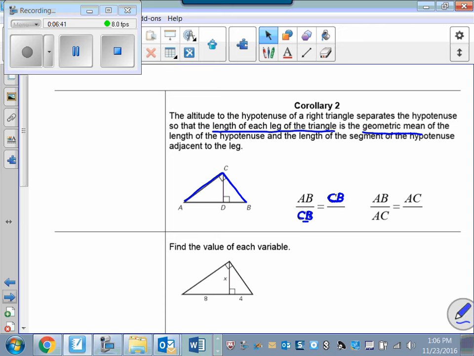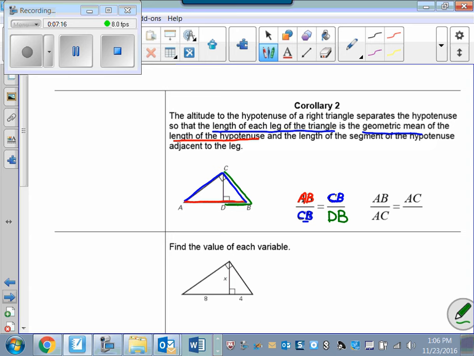It's the geometric mean of the complete hypotenuse, the length of the hypotenuse, which is AB, and the length of the segment of the hypotenuse that's adjacent to that leg. So here's the piece of this hypotenuse that's adjacent to that leg. So down here, I've got to have DB. That's all that corollary says.